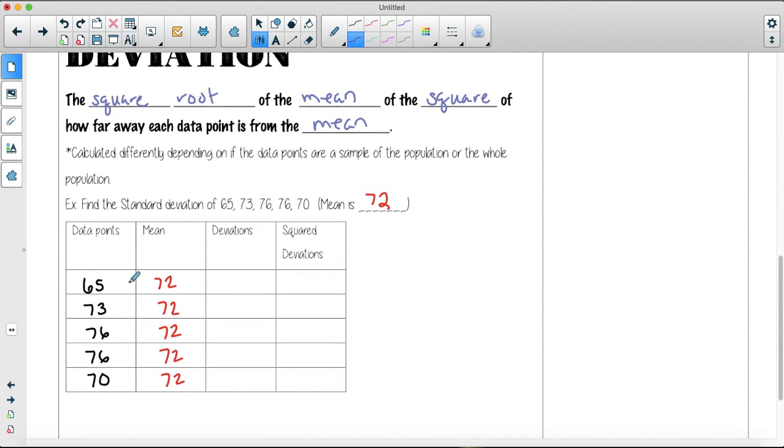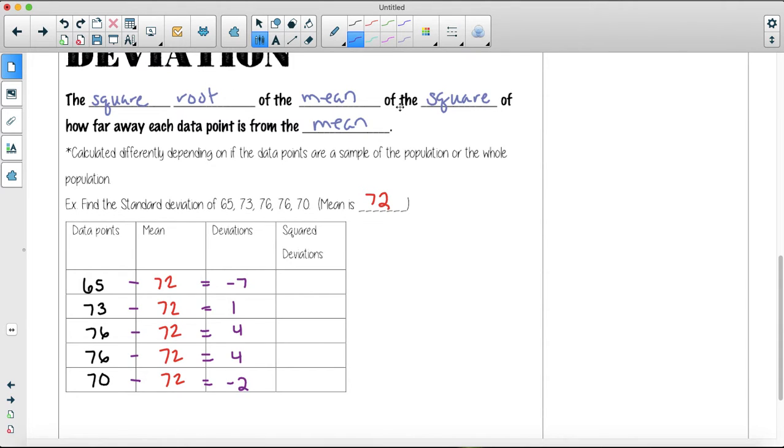So we have 65 minus 72 is negative 7. 73 minus 72 is positive 1. 76 minus 72 is equal to a positive 4. 76 minus 72 is equal to a positive 4. And 70 minus 72 is equal to a negative 2. So we're basically finding the residual value away from the data point based off of the mean.